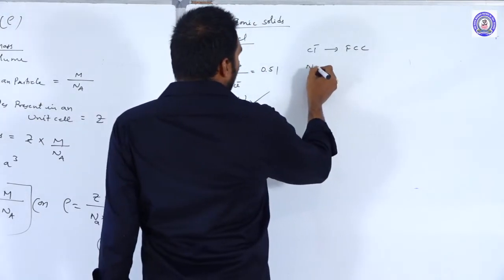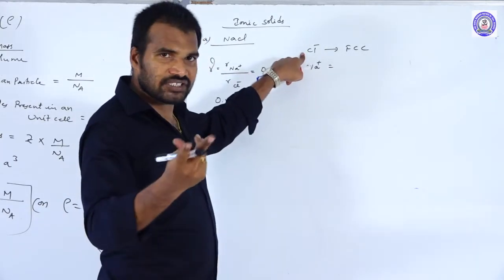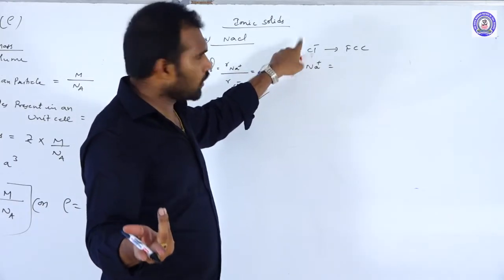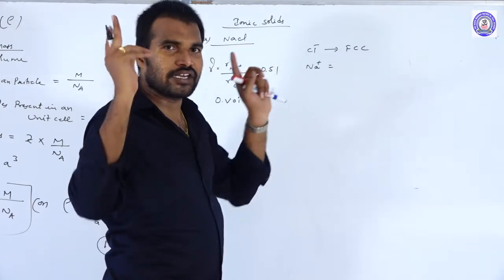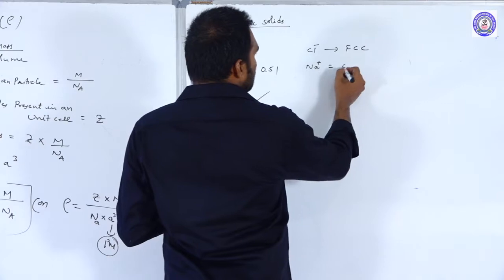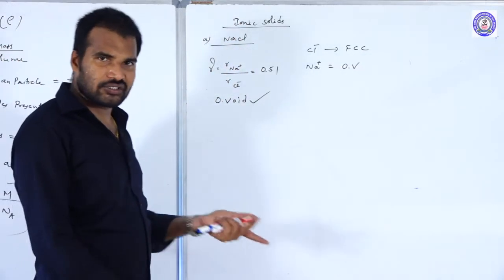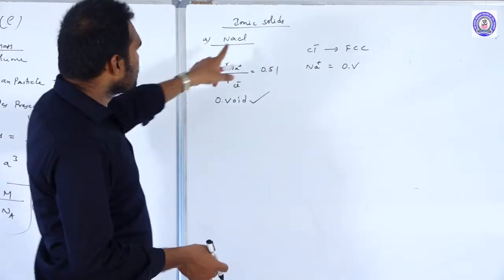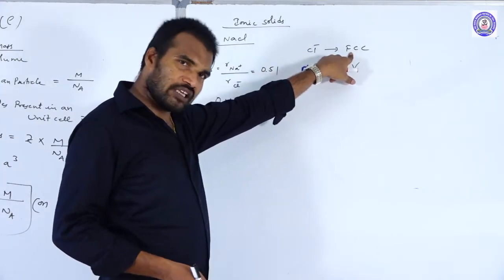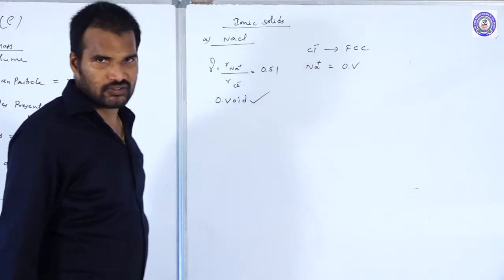Okay, and if Cl- ions are forming the FCC lattice, the number of Cl- ions will be the Z value for FCC, 4. If 4 Cl- ions are present, definitely 4 Na+ ions are present. So that is why Na+ ions are occupying octahedral voids. Number of octahedral voids is equal to Z value. That is why Cl- ions are forming the FCC lattice and Na+ ions are occupying the octahedral voids.